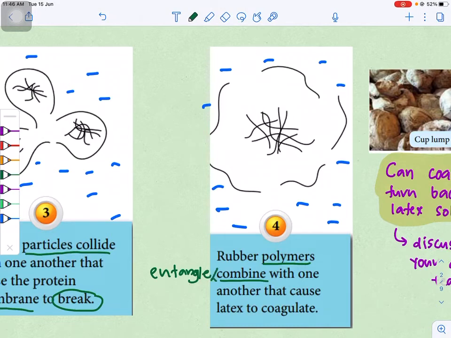Okay, they entangle and combine with one another. That causes latex to coagulate. So dia bergumpal lah. When this happens, we can see the rubber polymer easily. It's like kalau we have a very small semut berjalan, we cannot see. So what happens kalau you ada 1,000 semut bertindih-tindih and then bergerak ke arah you, for sure you can see very easily. Okay.